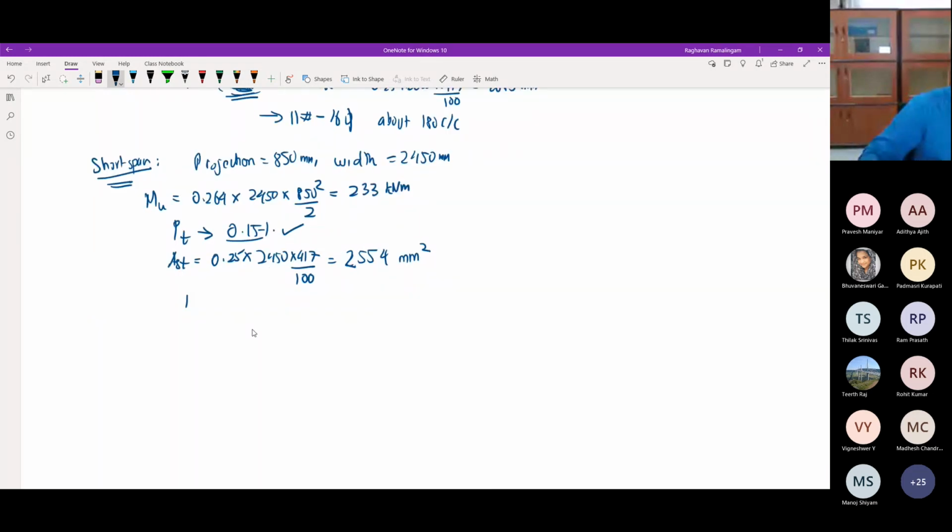So again, if you use 16 mm bars, you will get about 13 bars needed. You can space these 13 bars in any way that you want. So anyway, when you draw it, you can.